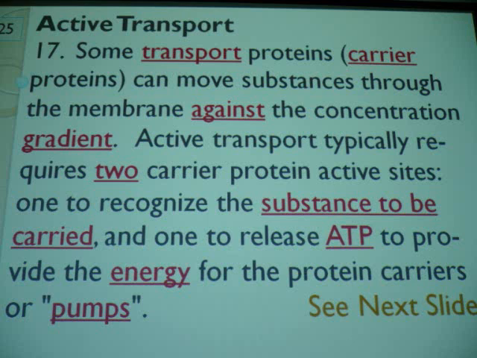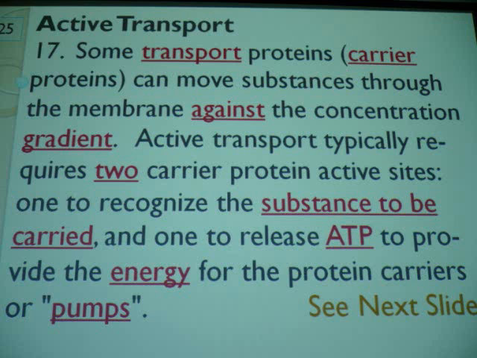And these protein carriers are called pumps. They're called ion pumps. Because if you pump water uphill, if you pump water out of your well, it doesn't want to go, does it? You've got to make it happen.